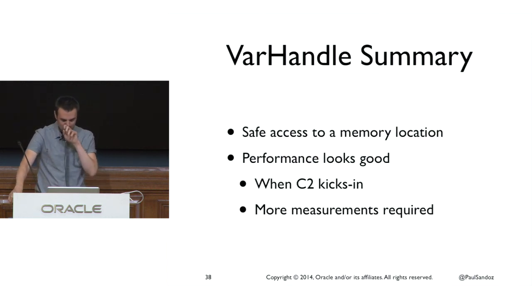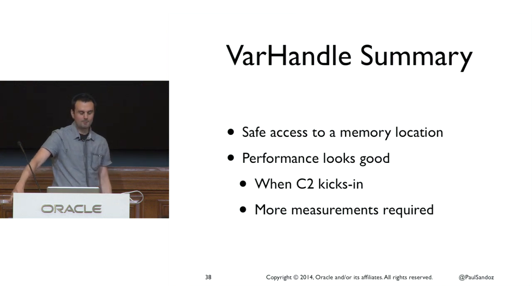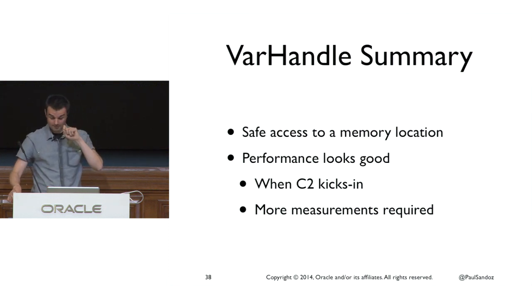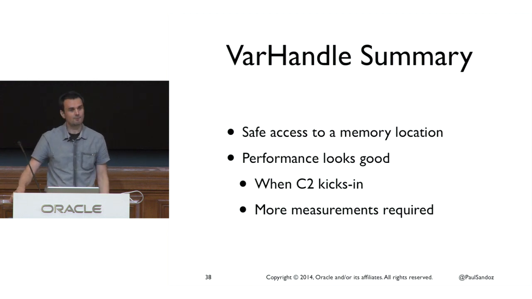So in summary, we can get safe and performant access to a memory location. There's a couple of things we need to tweak, but actually not that many. We need to look at these null checks. We need to look at, when accessing arrays, whether the bounds checks get hoisted up. We need to do some work there. When C2 kicks in, it looks pretty good. More measurements are required. I've got to get some proper measurements using the 166 loops code, stuff like this. I've done a little bit. It looks promising.